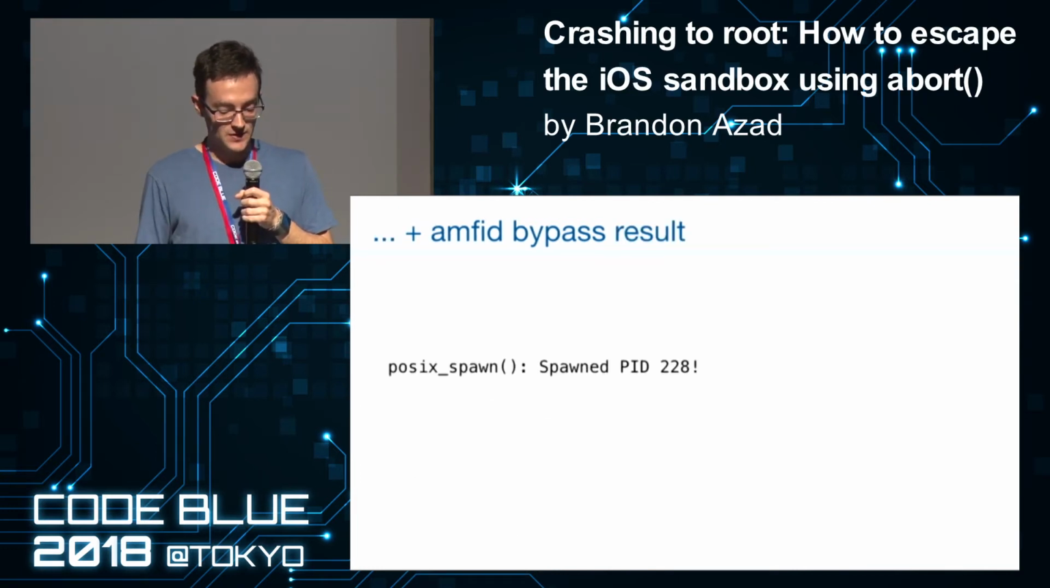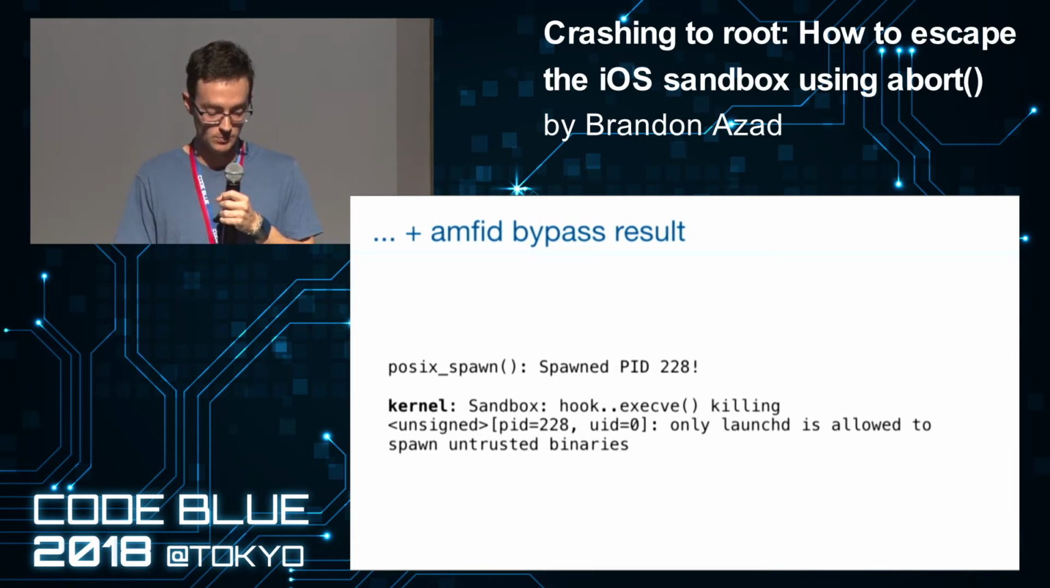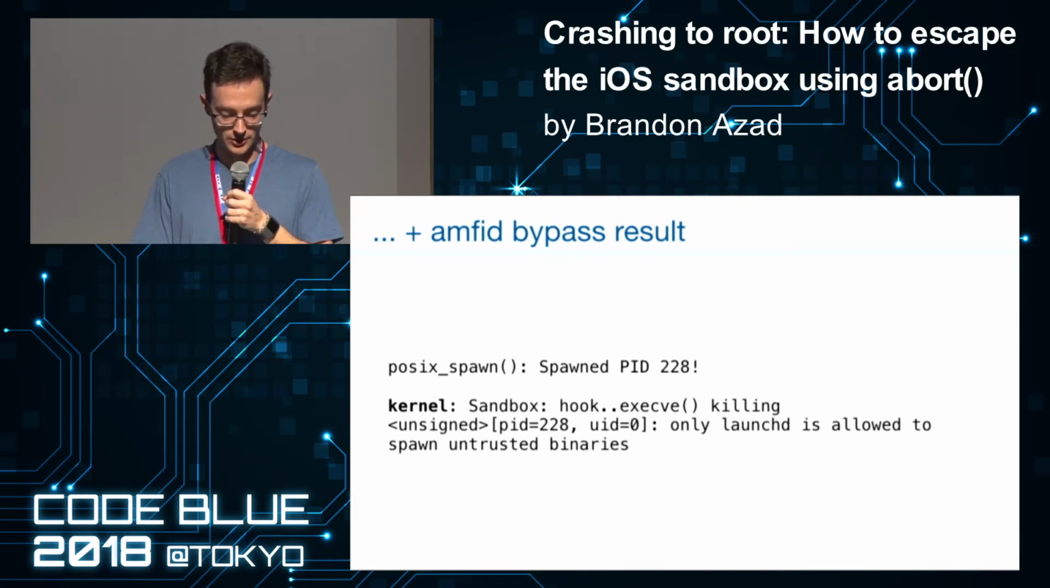So if we add the amfid bypass and try again, it actually works. posix_spawn will return a valid PID. Unfortunately, though, our code isn't actually running, and if you look at the device logs, you'll see that there's an entry noting that the kernel killed our newly spawned process for trying to call execve. And the message says only launchd is allowed to spawn untrusted binaries.